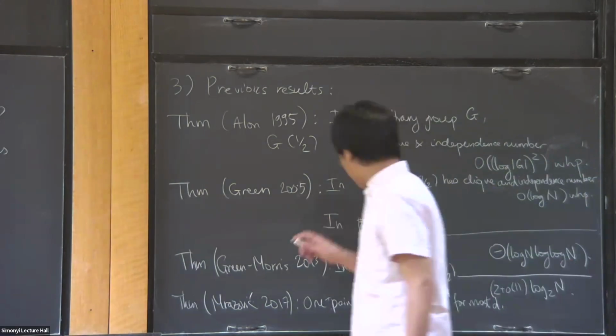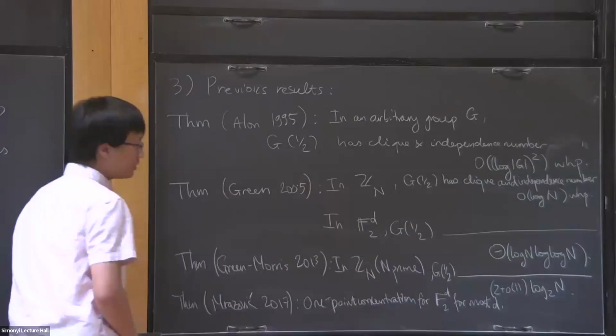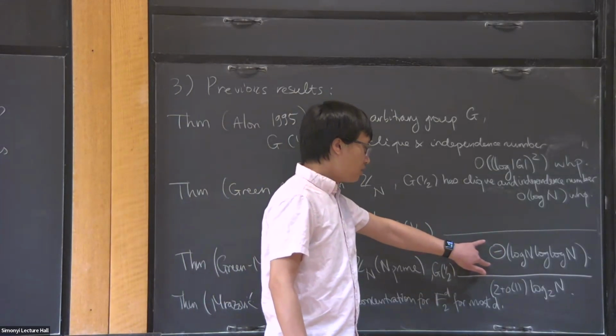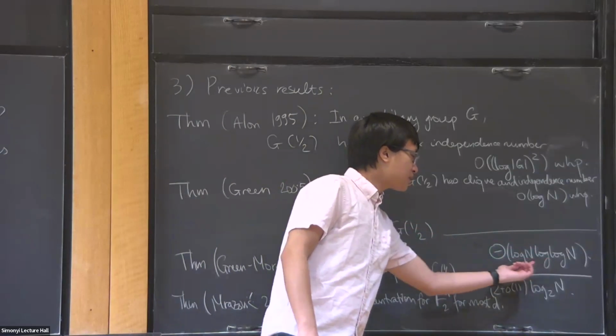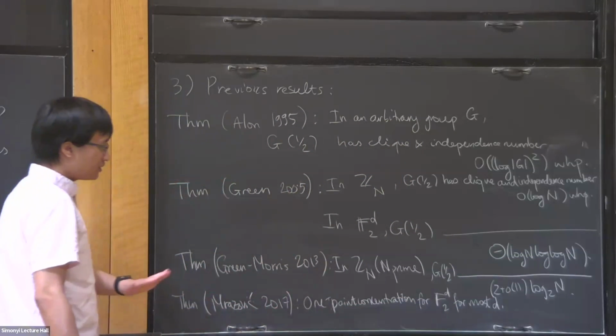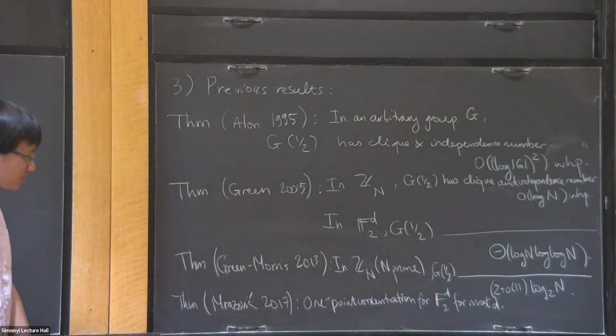So in this case of F2 to the D, the graph is not going to be Ramsey, so they are going to be quite large, like asymptotically larger than log n size clique and independent set. But it turns out that in a second, I will explain to you some intuition why this happened. It happens for a simple intuition.